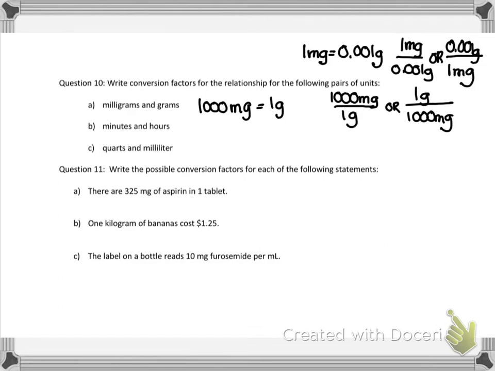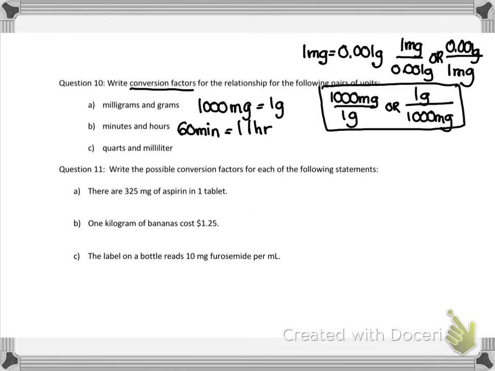All right, minutes and hours. So I know there's 60 minutes in 1 hour. So that's the equality. That's not the answer. This one's the conversion factors. So here's the answer for this one. And this one I would write 60 minutes over 1 hour, or 1 hour over 60 minutes.